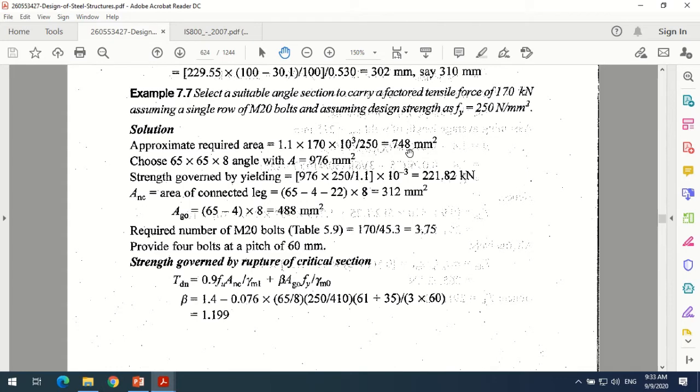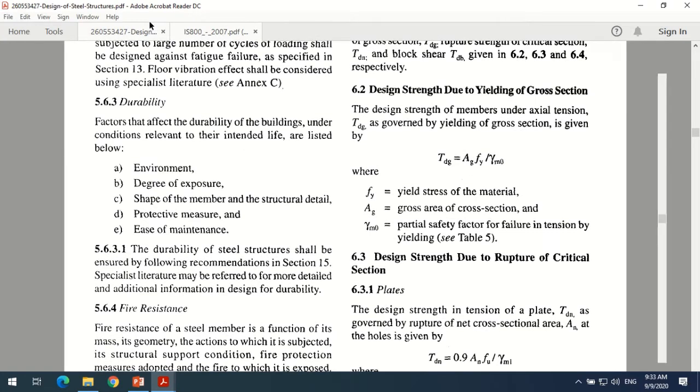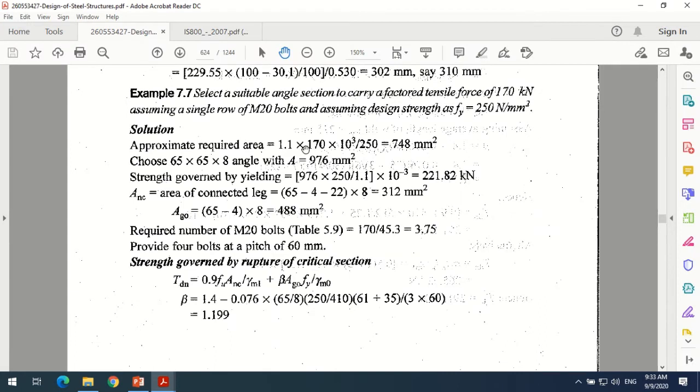748 mm square. In this, Tdg is 170, Fy is 250, gamma m0 is 1.1, the factor of safety. What is not known to us is this Ag. We need to calculate this Ag, and that is what has been done over here. He has calculated the Ag by considering the design strength due to yielding of the cross section by that equation. So what he has arrived at is the required area of 748 mm square.